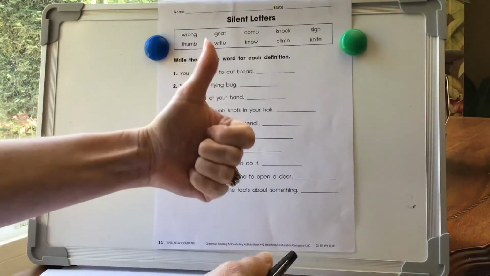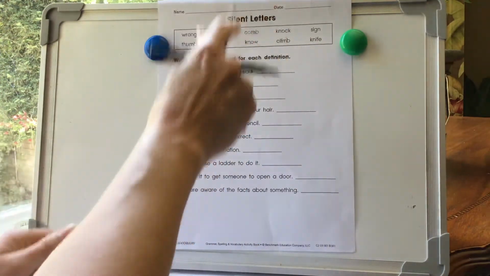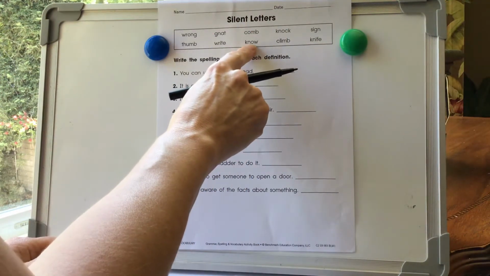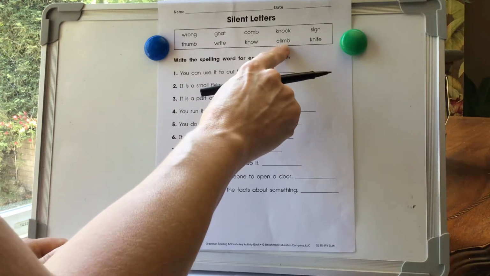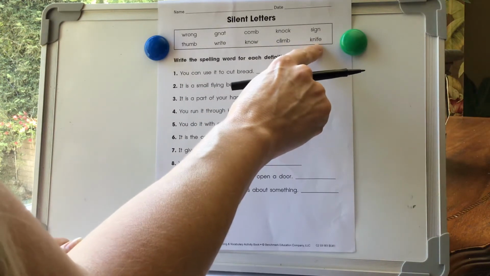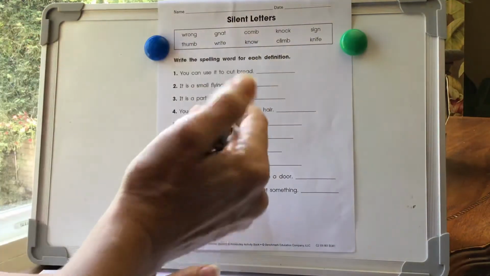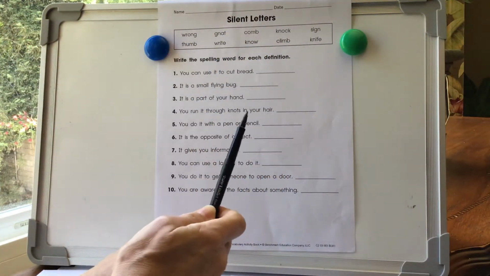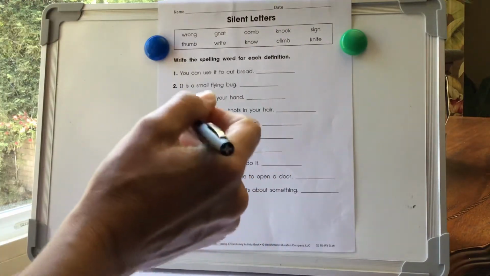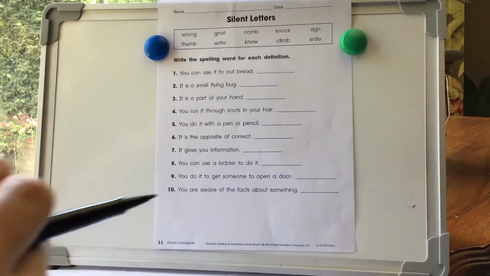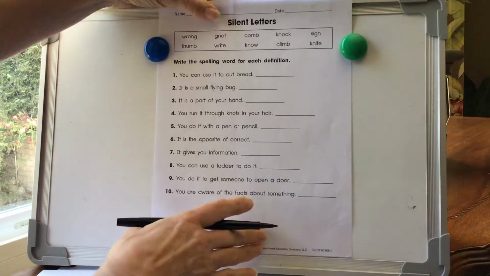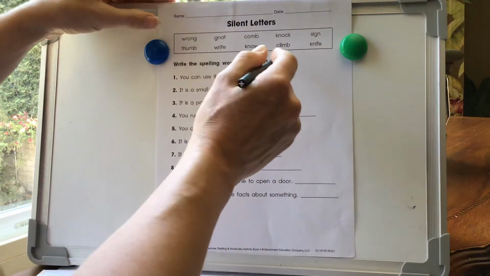A thumb, right here. To write. To know something, like your knowledge, what you understand and know. To climb, like climb a mountain. A knife, like you might use a knife when you cut your dinner. Okay? So you're going to write the spelling word for each definition. And you again can do this on your own. You can use this page to correct your answers and make sure that you've understood them. Okay? Write the spelling word for each definition.